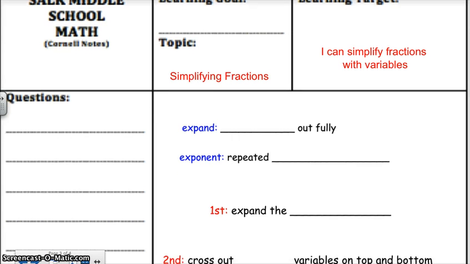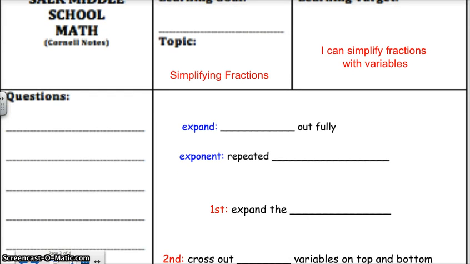We'll be talking about simplifying fractions, or rational expressions. Remember, any fraction is really a rational number. Your learning target today: you can simplify fractions with variables. Because you know how to simplify normal fractions, I am not going to waste your time with that. I'm just going to extend it with variables.